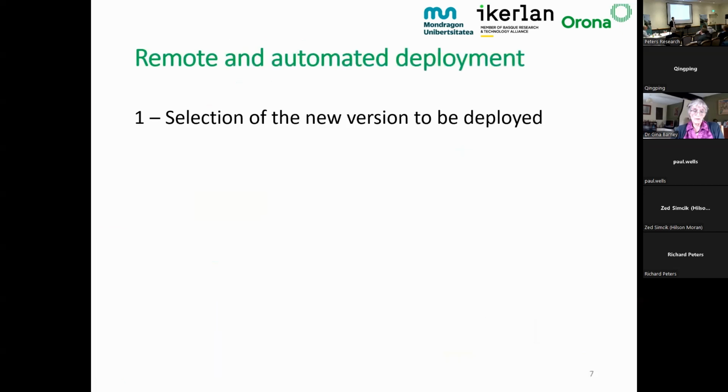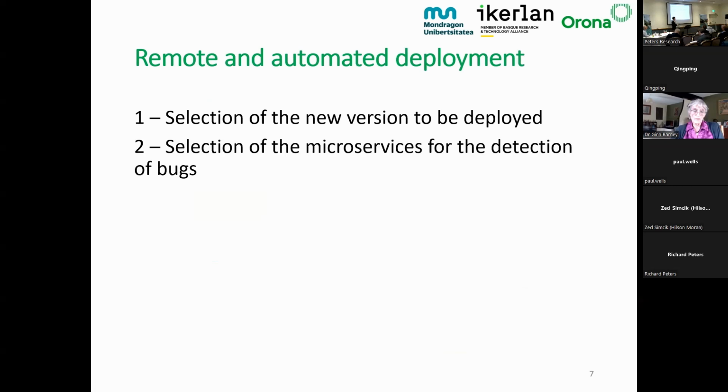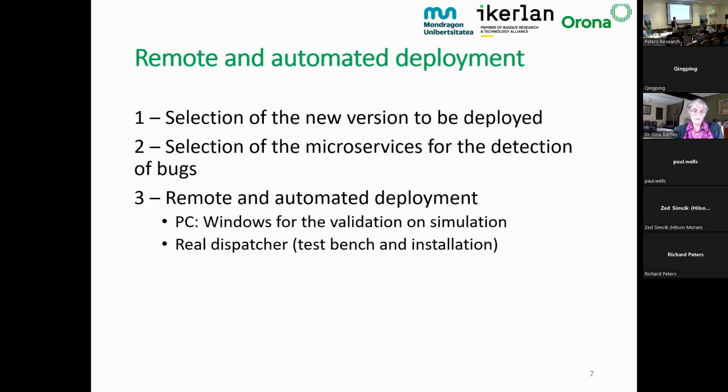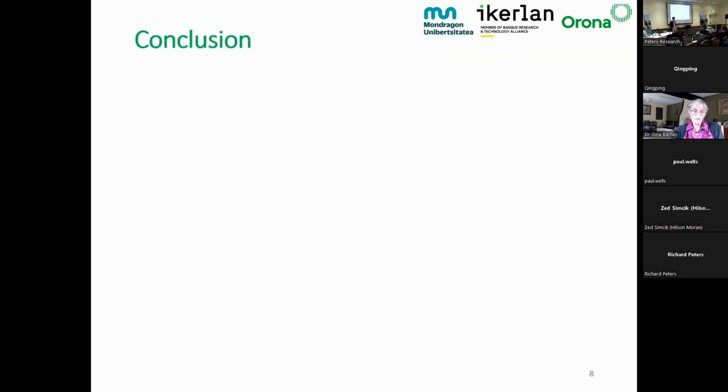And finally, we remotely update a new software version. To do that, we select the new version to be deployed. We also need to select the microservices and the different test oracles that are going to test and validate that version, either in operation or in simulation. And we remotely and automatically deploy this version. This can be, as I previously said, either in the personal computer in Windows or in the real dispatcher.